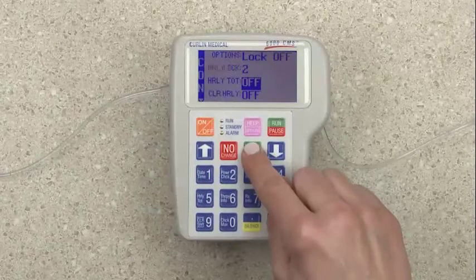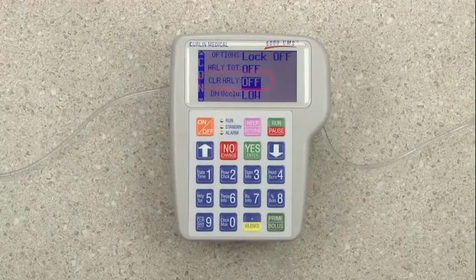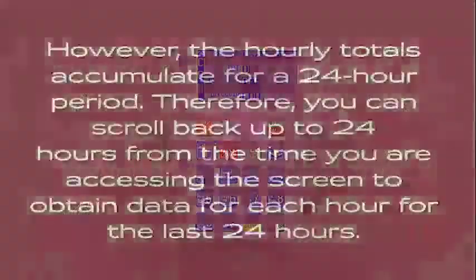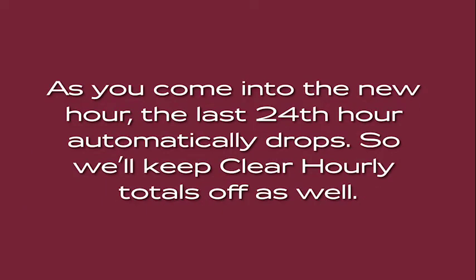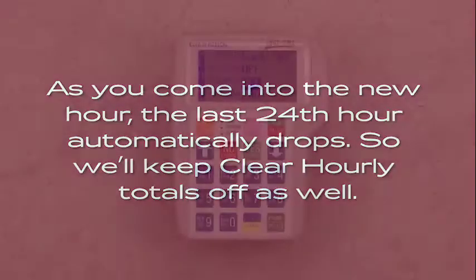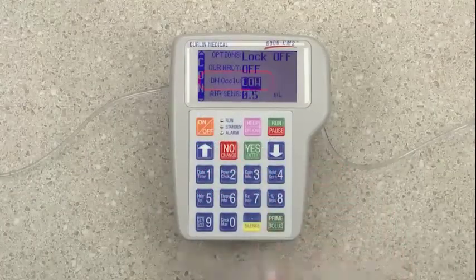Next is Clear Hourly Totals. If you enter this screen, you will be able to clear the hourly totals as needed. However, the hourly totals accumulate for a 24-hour period. Therefore, you can scroll back up to 24 hours from the time you are accessing the screen to obtain data for each hour for the last 24 hours. As you come into the new hour, the last 24th hour automatically drops, so we'll keep clear hourly totals off as well.